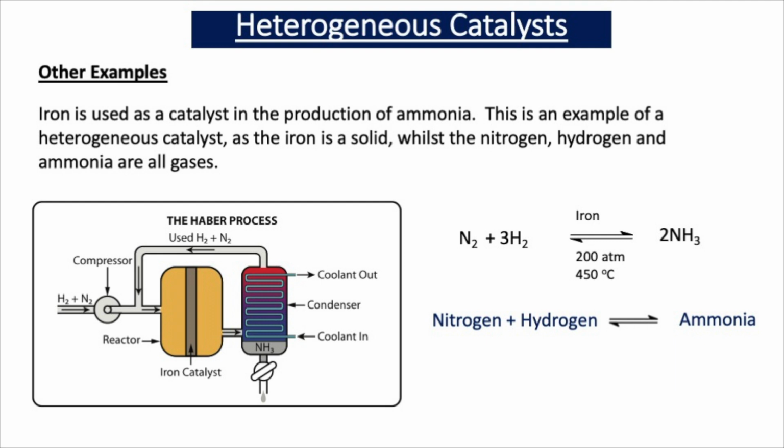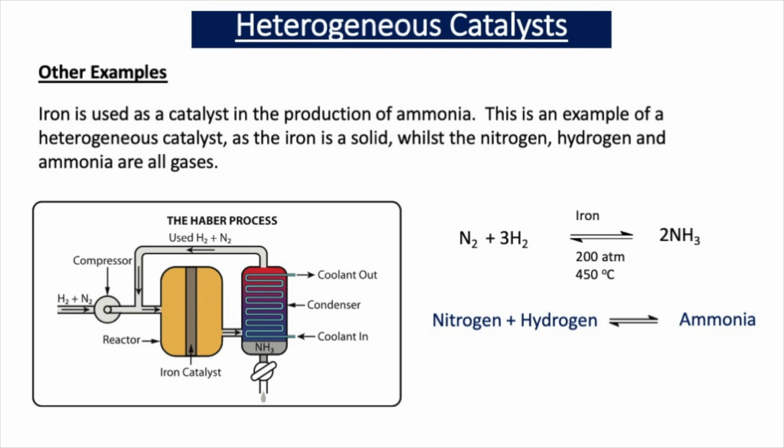450 degrees C. Now, what we have to consider with this reaction is both yield and rate. Because the reaction is reversible, if we had a higher temperature, the reaction would go faster, but the equilibrium would shift to the left-hand side, which is the endothermic side, because the forward reaction is exothermic. And if we had a very low temperature, although we'd have a very good yield as the equilibrium would shift to the right-hand side, the reaction rate would be too slow.